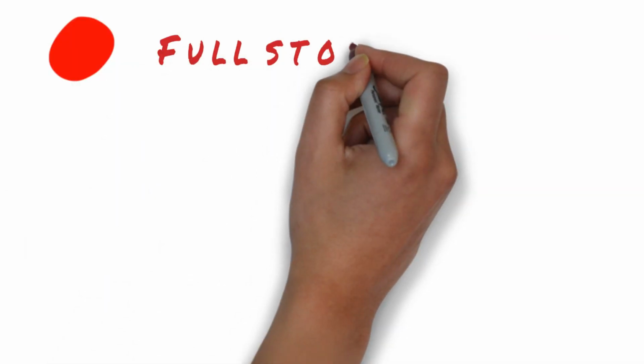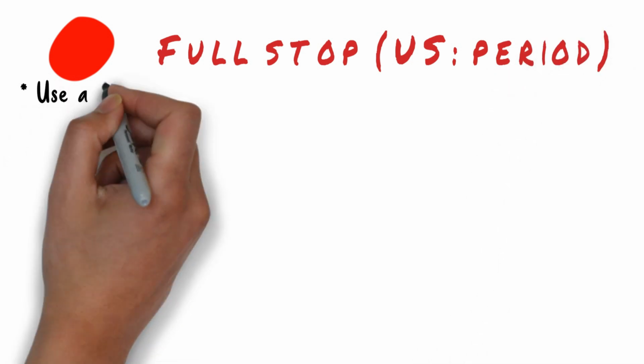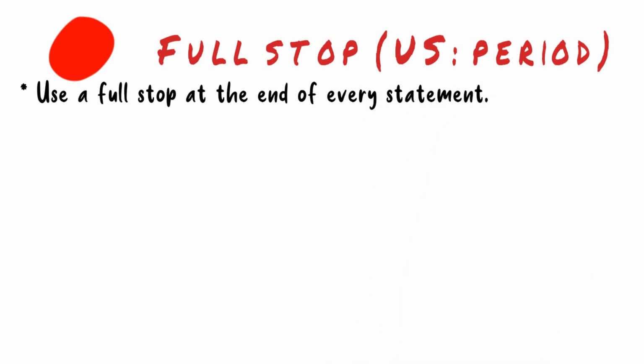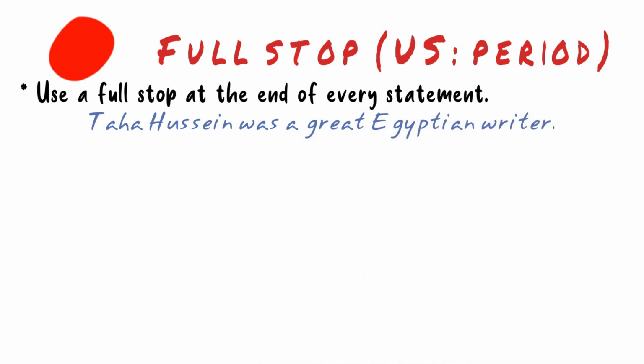A full stop, or a period in American English. Use a full stop at the end of every statement. Taha Hussein was a great Egyptian writer. A full stop ends a complete idea. Put a full stop or a period when you have completed your idea. And of course don't forget to start every new sentence with a capital letter.